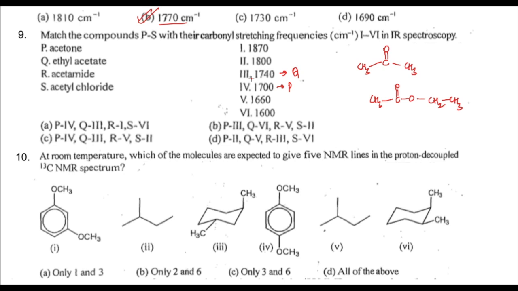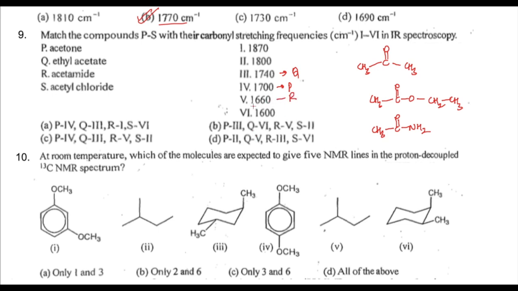Next is your acetamide. That is an amide group basically. If you look at amide groups, they are going to give you a peak at a lower wavenumber. Acetamide means CH3CONH2. So acetamide is going to give you a peak at a lower wavenumber than the ketone. This is going to be around 1660 cm⁻¹. So this is going to be your R.